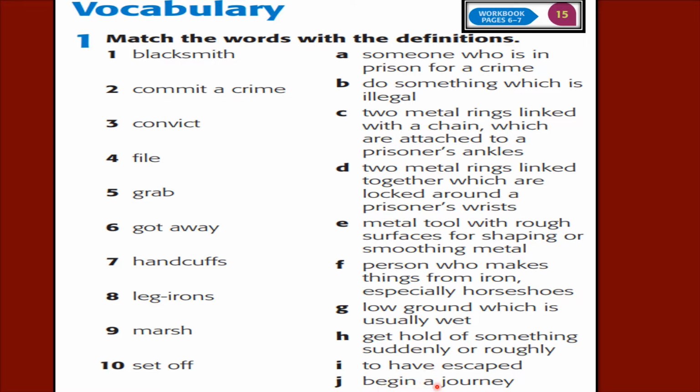So let's answer the exercise. So a blacksmith is number F, which is person who makes things from iron, especially horseshoes.